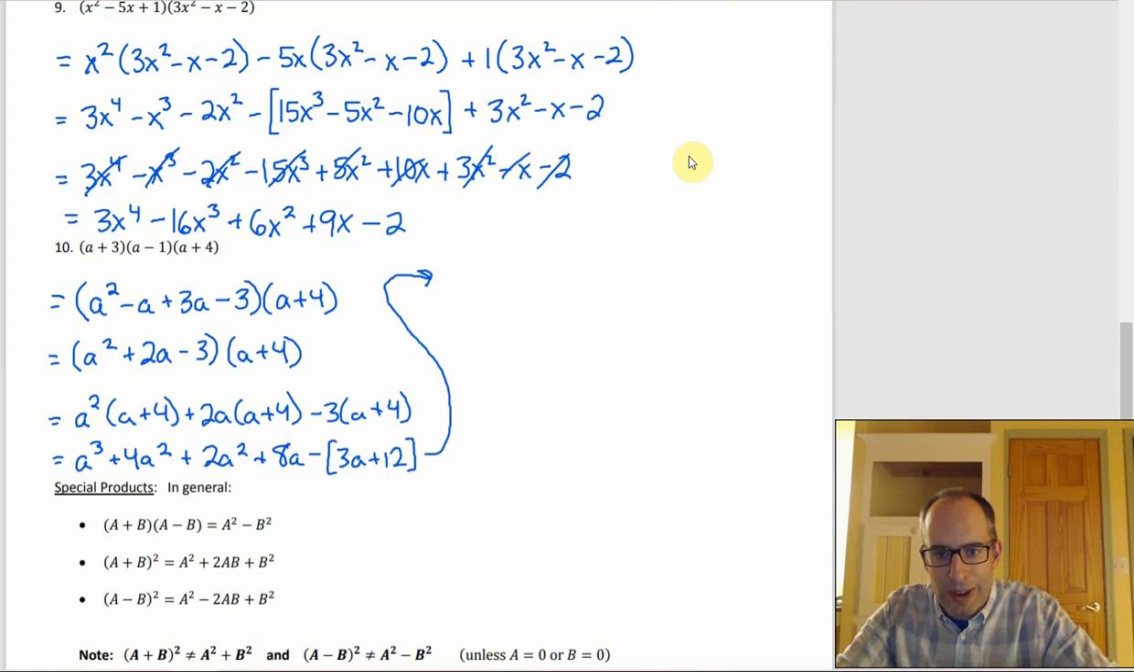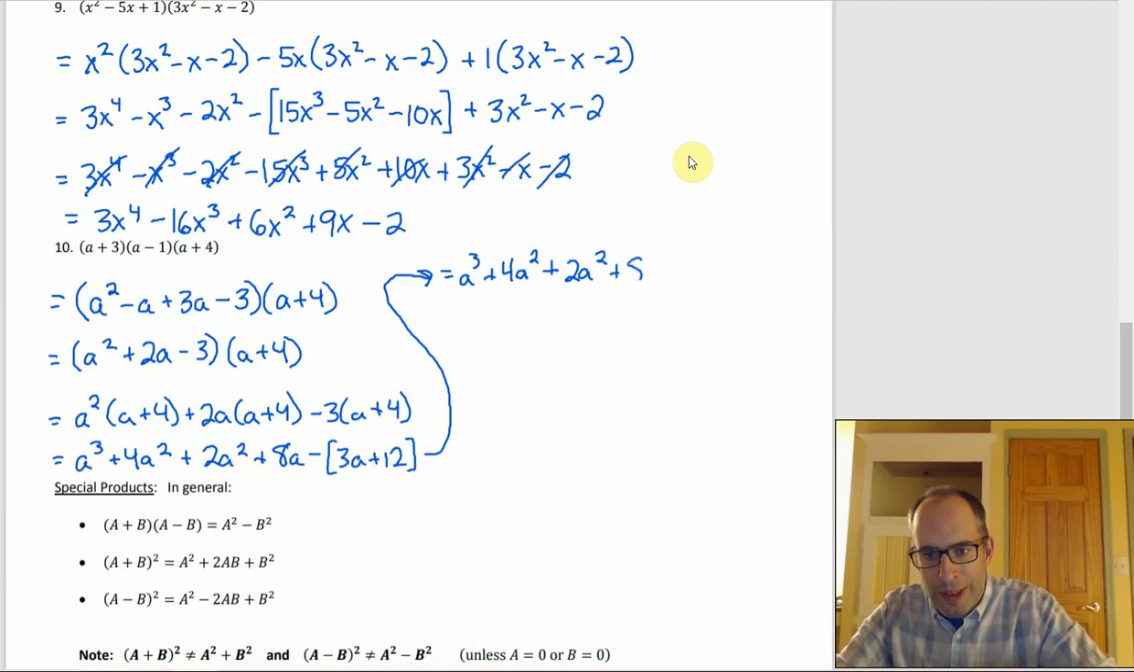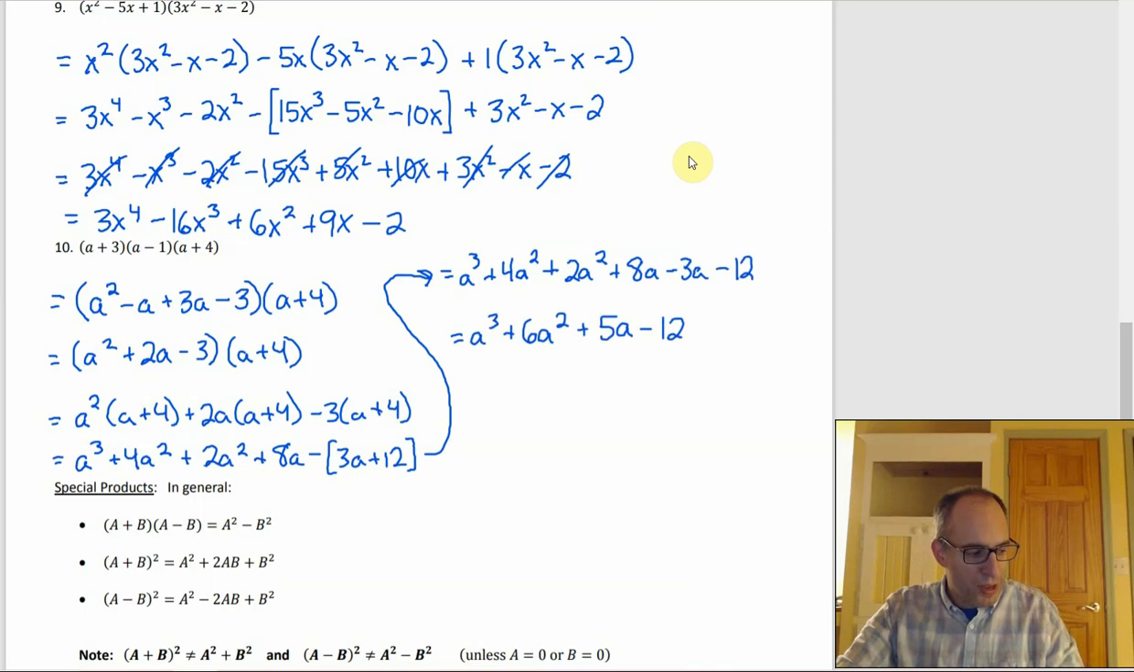All right, so we've got a cubed plus, and we could actually combine these now, but I'll just combine them all in the same step. So 4a squared plus 2a squared, and then plus 8a minus 3a minus 12 from distributing the negative. A cubed, combining the a squareds, we get 6a squared from 4 plus 2. Then 8 minus 3 is 5, so we have plus 5a and then minus 12. And that looks like that should do it.